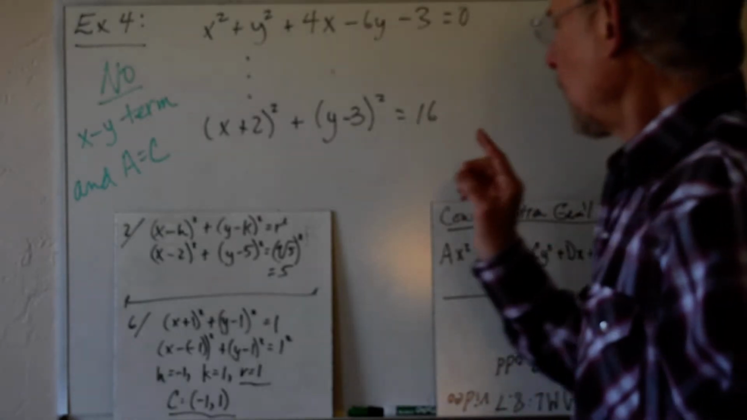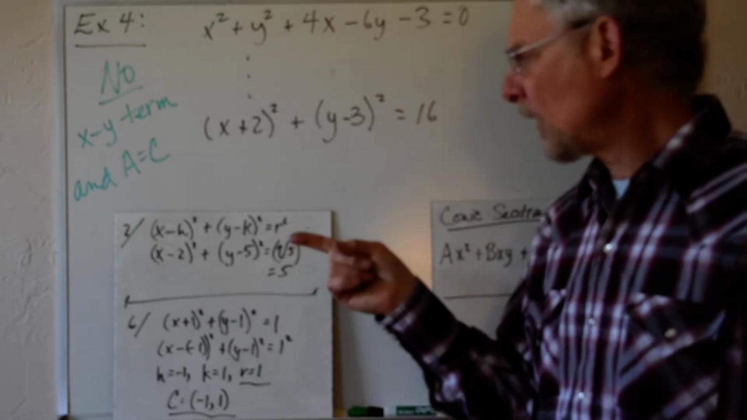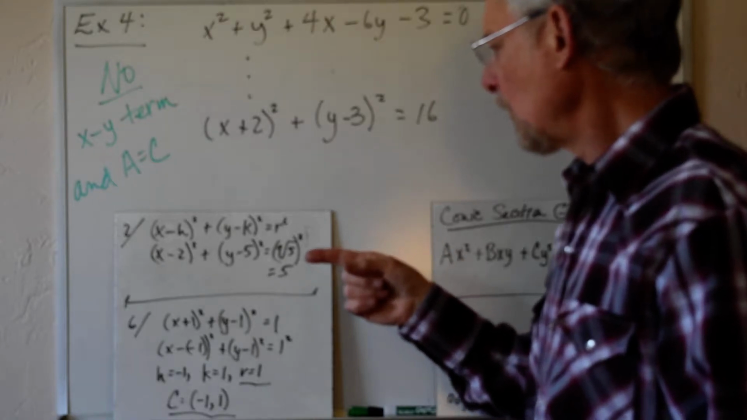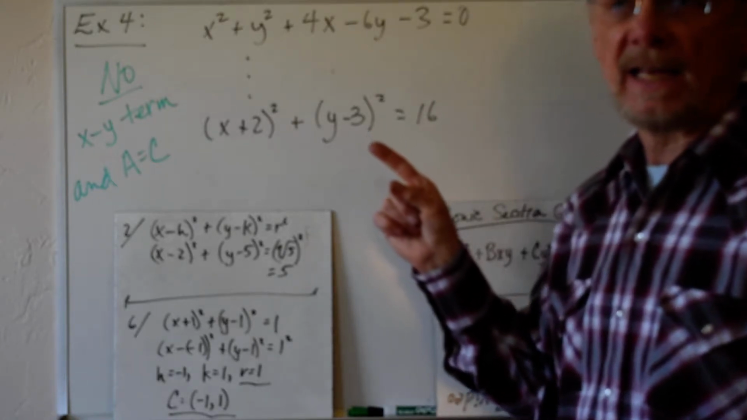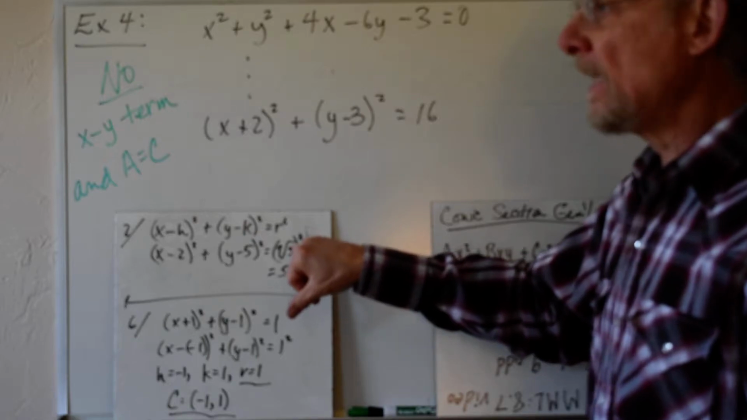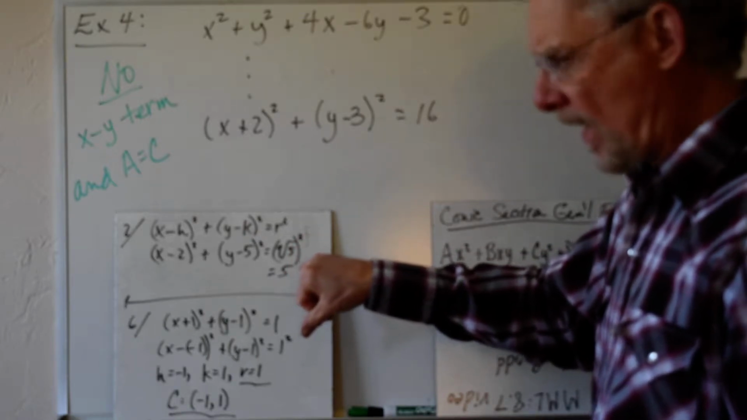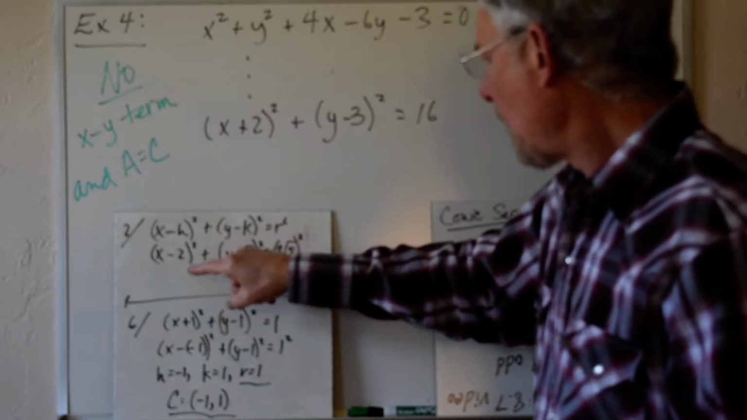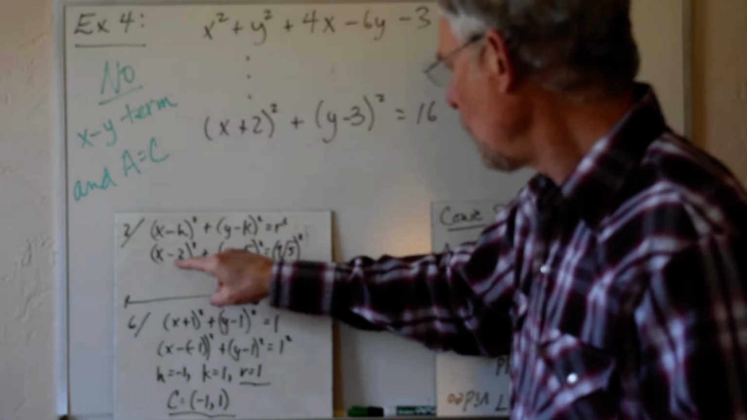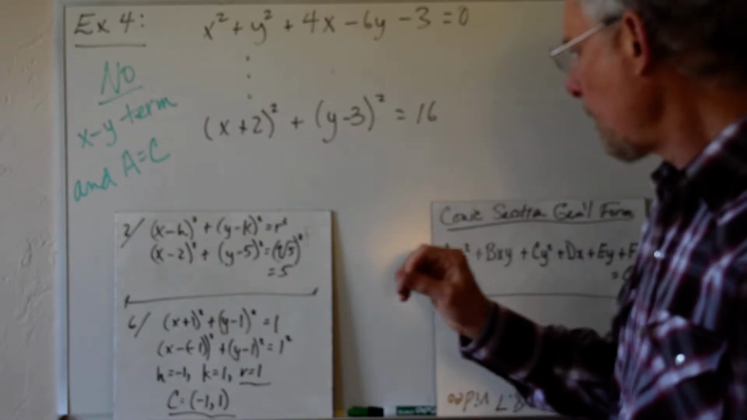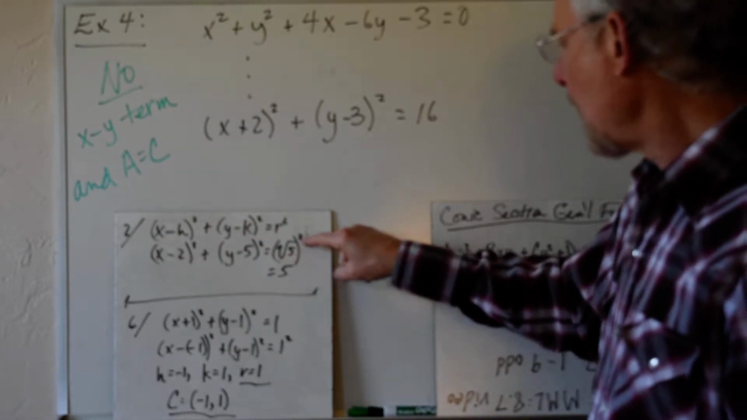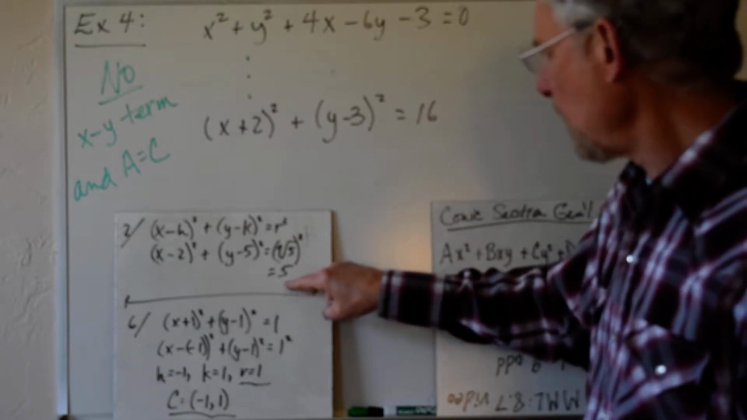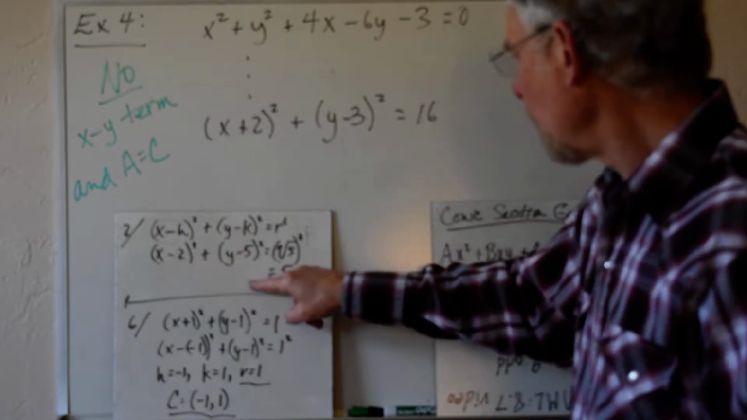Okay, in problem 2, you're asked to write the equation of the circle that has center at 2, 5 and has radius of square root of 5. So I write down the general form of a circle. I replace h and k with 2 and 5 respectively. I plug in square root of 5 for my radius. It gets squared and simplifies out to be 5. So there's my finished product right there.